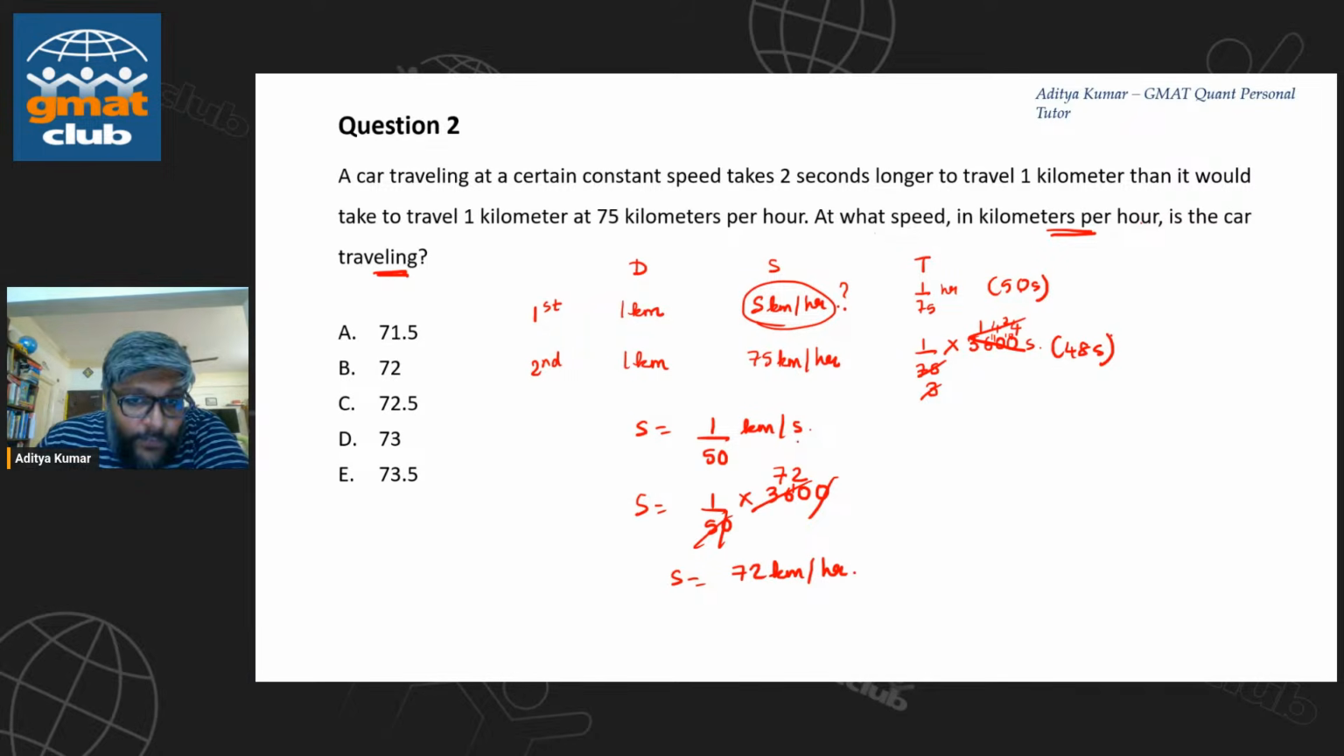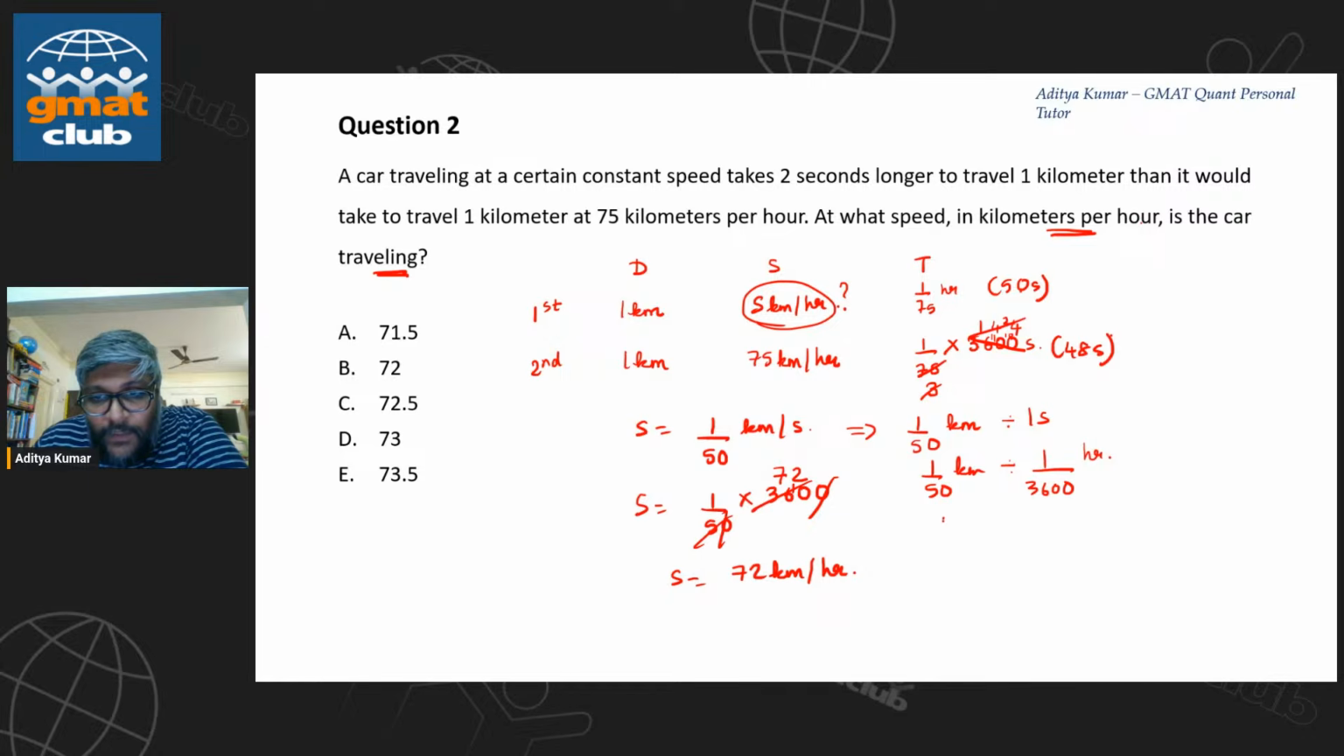Got it? For you to understand how I got the 3,600, break it down into parts. 1 by 50 kilometers per second. That means you're dividing it by 1 second. So 1 by 50 kilometers into 1 by 1 second, into how many hours divided by 1 second is 1 divided by 3,600 hours, right? So 1 by 50 into, you take the reciprocal, 3,600. That would be kilometers per hour. That gives me 72 kilometers per hour.